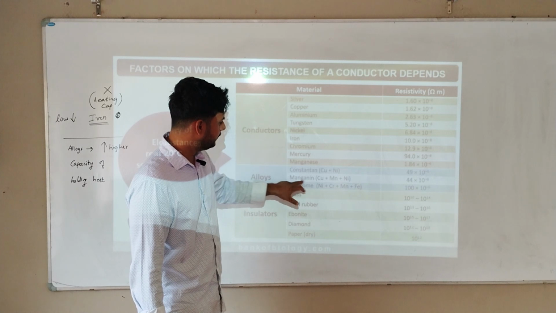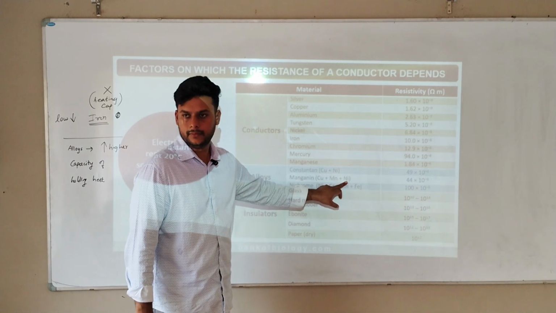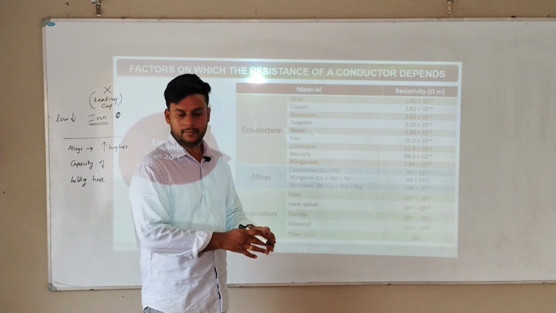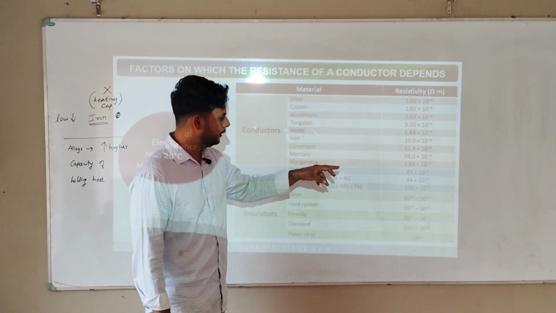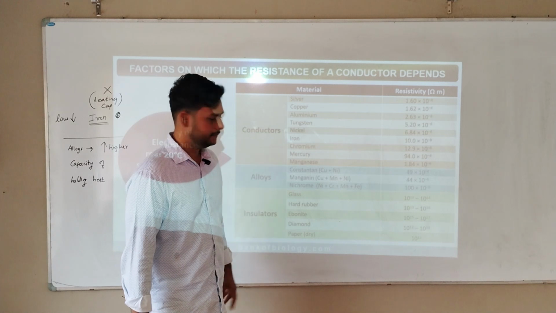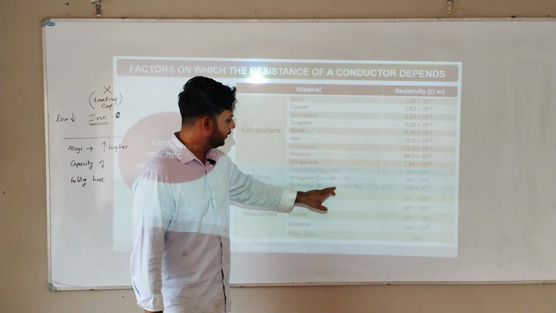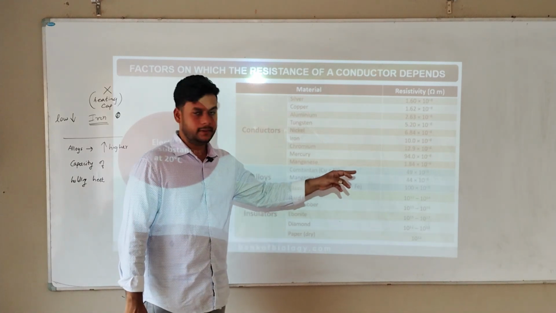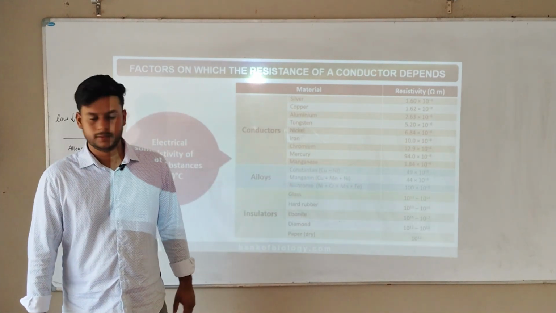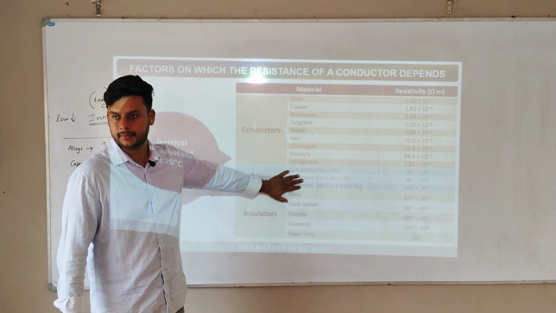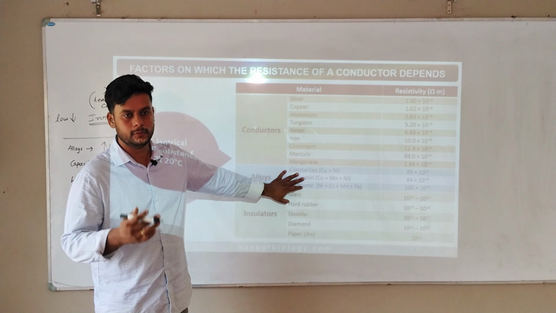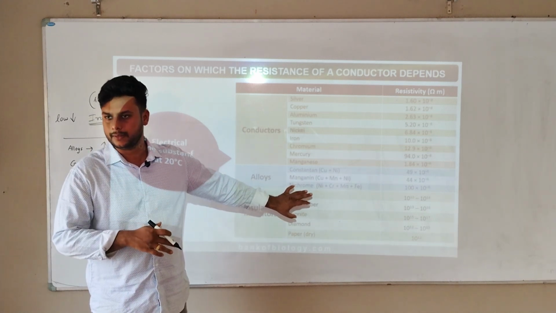Manganin is made up of copper, manganese, nickel. They are using three metals. Combine them, you will get what? Manganin 44 into 10 power minus 6. Nichrome: nickel, chromium, manganese, iron. If you mix all, you will get nichrome 100 into 10 power minus 6. So these are made by human beings. You can't get these directly in nature. But their usage is too much.